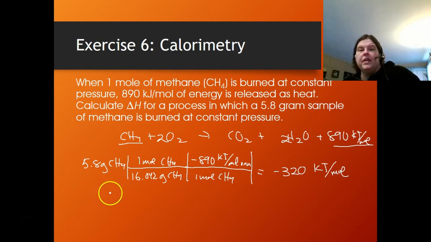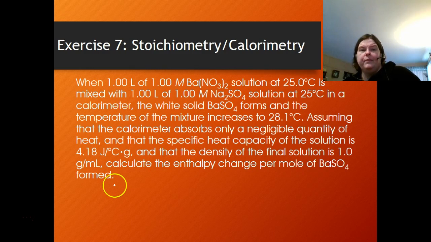So let's look at problem number 7. Gets a little more complicated, but not so bad. When 1 liter of 1 molar barium nitrate solution at 25 degrees Celsius is mixed with 1 liter of 1 molar sodium sulfate solution at 25 degrees Celsius in a calorimeter, a white solid forms, and the temperature of the mixture increases to 28.1. So once again, I'm increasing in temperature. I'm giving off heat to the surroundings, which means I'm going to be negative. So I got to remember that.